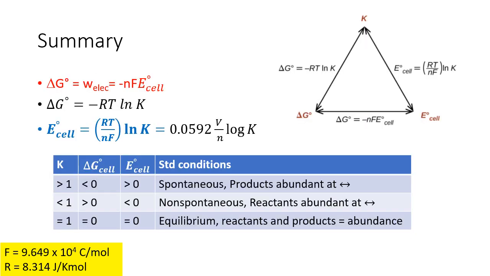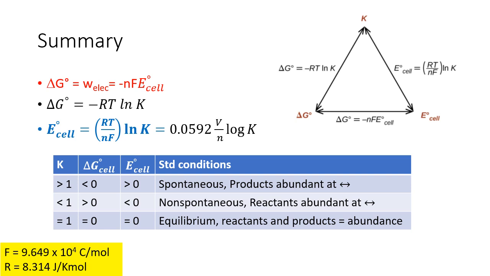All right, so let's summarize what we learned here. We have delta G being equal to negative moles of electrons transferred times Faraday's constant times E naught cell. We have delta G being equal to negative RT natural log of K, where K is the equilibrium constant, and T is temperature in Kelvin, and R, as usual, is going to be 8.314 joules per Kelvin mole for this type of application. We have that E naught cell is equal to RT over NF, where F is Faraday's constant, natural log of K, which is also equal to 0.0592 volts per moles of electrons times log of K.